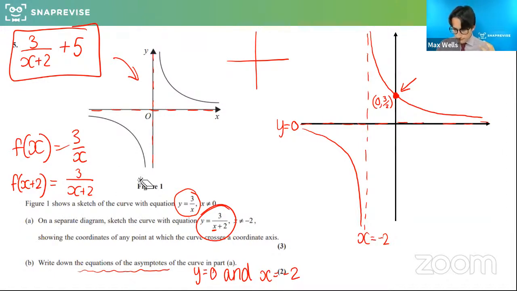Right, excellent. It would not only move it to the left, it would also move it up by 5. So this graph would then look like this. Excellent. Brilliant. So it would have an asymptote at y equals 5. So y equals 5 and x equals minus 2.